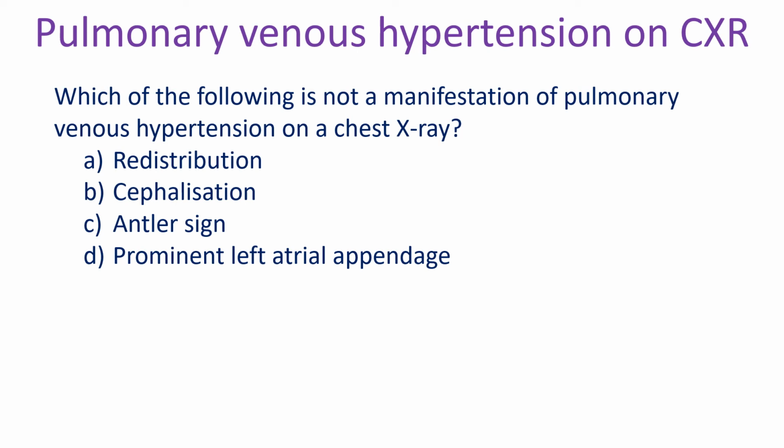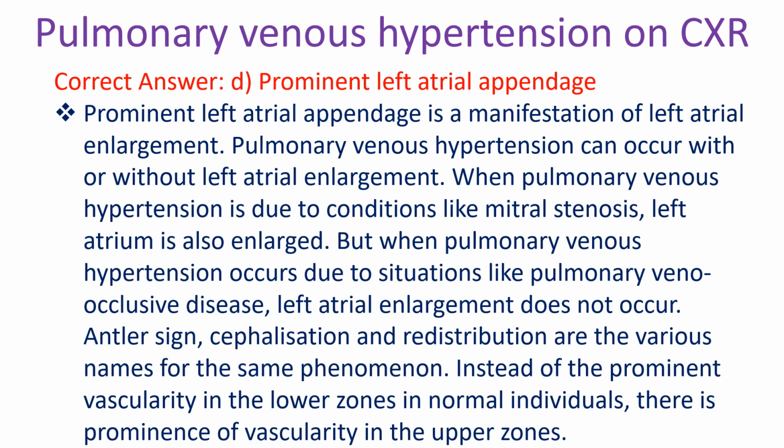Which of the following is not a manifestation of pulmonary venous hypertension on a chest X-ray? A. Redistribution, B. Cephalization, C. Annular sign, D. Prominent left atrial appendage. Correct answer D. Prominent left atrial appendage.